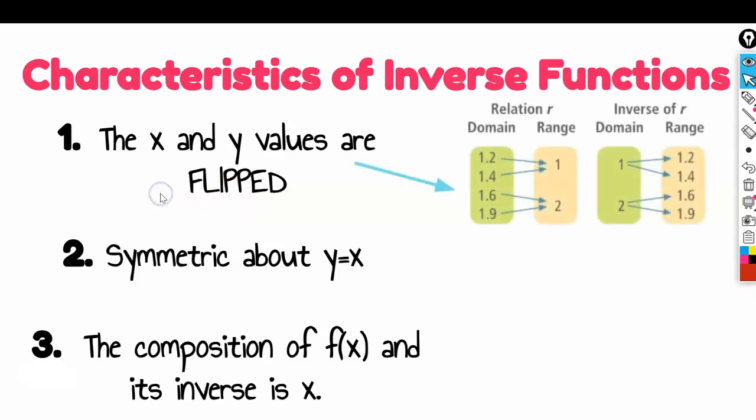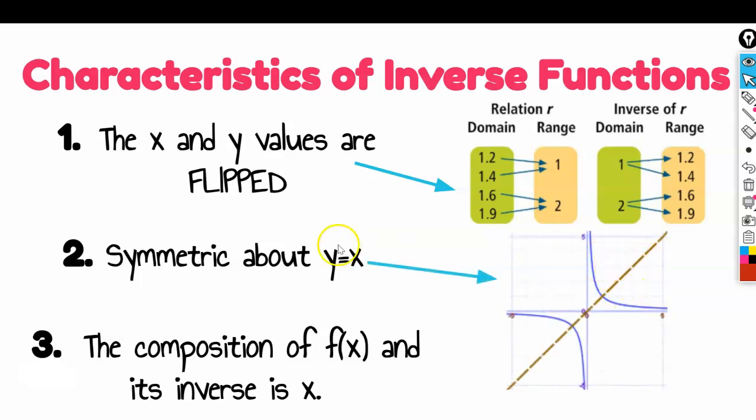I'd write this down. So if I look at this picture, I see the x values of my original function and the y values of my original function get flipped in the inverse. Then symmetric about y equals x, that just means that the picture of the graph gets flipped as if I took a piece of paper and folded it in half along the diagonal. So something like this. And then finally, the composition of f of x and its inverse is x.